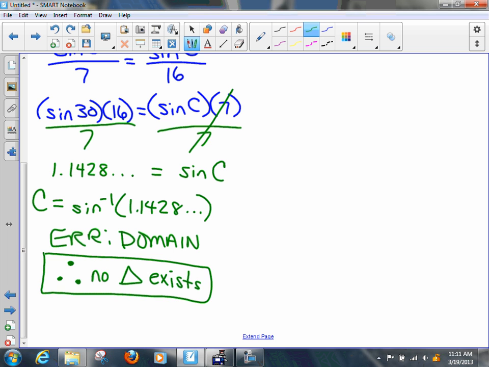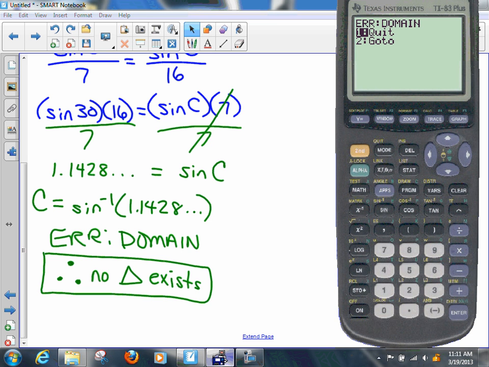All right, now, Damien, let me show you what I'm going to do again on the calculator. Here we go. I had sine of 30 times 16, and I'm dividing by 7. And it gave me 1.1428, and so on, right? I know that I need to take the inverse sine of that answer. So I hit second sine, and then I hit enter. And I get an error, which means what?